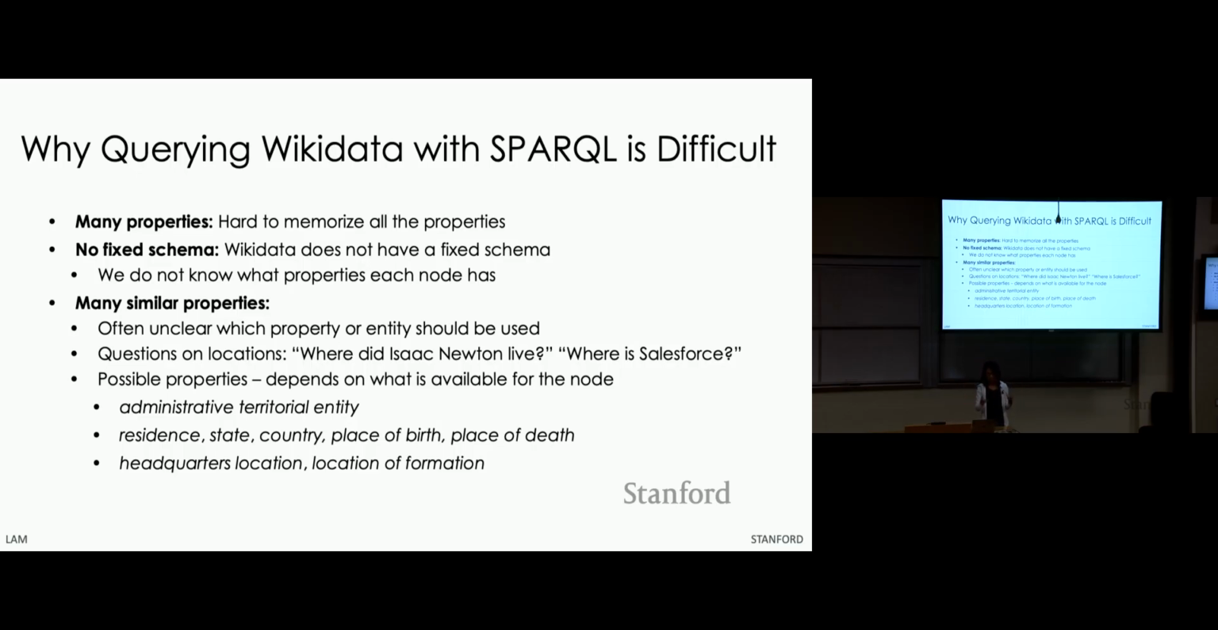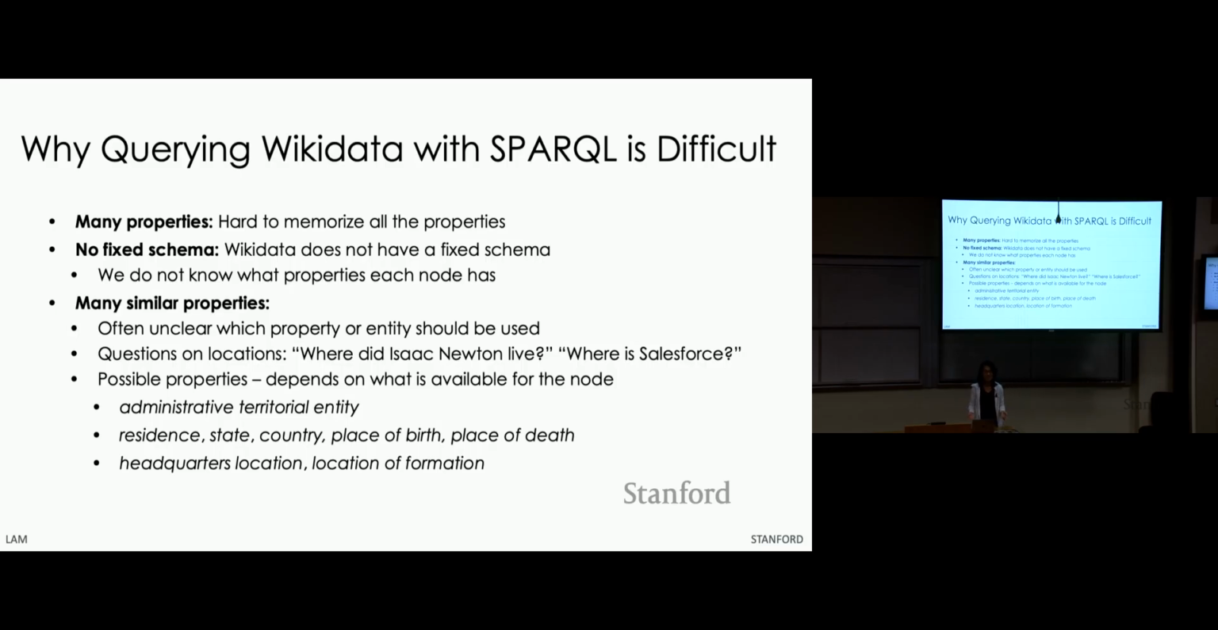Okay. Sometimes they tell you the residence, the state, the country. Sometimes you don't know where this person lives. So suppose you say, where did Isaac Newton live? Maybe I don't know. Maybe the only thing that we know is where he was born and where he died. Maybe we don't know where he lived. Okay. So how do I answer that question?